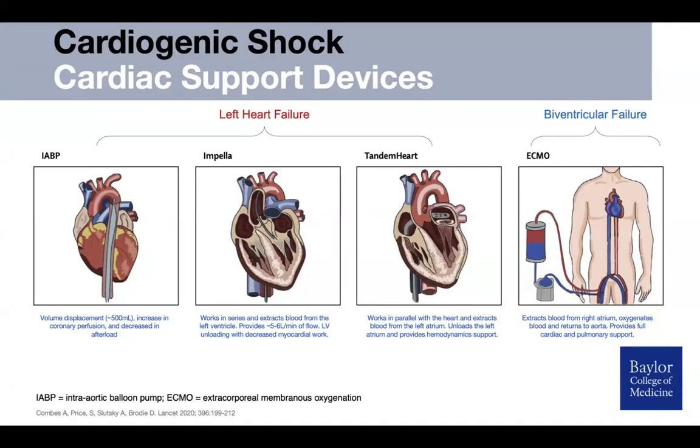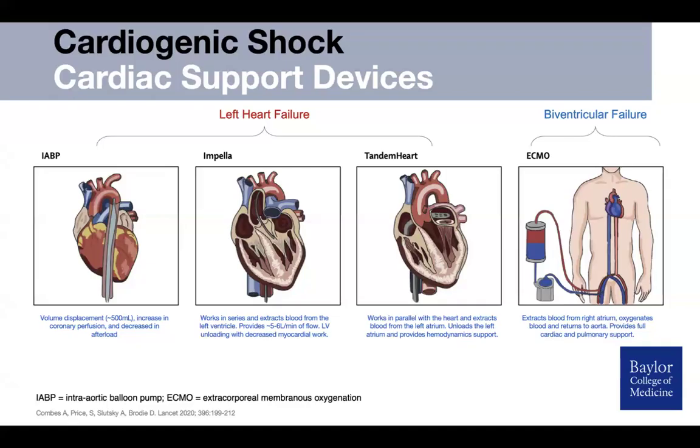This includes an intra-aortic balloon pump, an Impella, which is an axial flow device, and that's the only one on the market, so hence we use its trade name. Or the TandemHeart, which extracts blood from the left atrium via transseptal puncture and delivers it back to the descending aorta. So this unloads the left atrium, sorry, the left ventricle, and provides hemodynamic support.